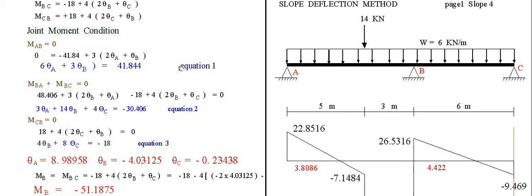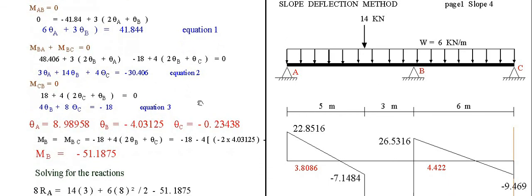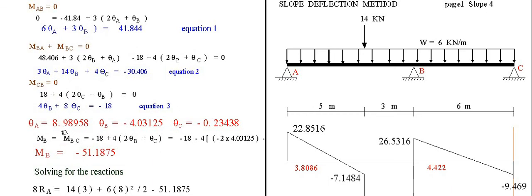Now, if we solve the 3 equations, we have theta A is positive 8.98958. Theta B is minus 0.3125. Then theta C is also minus 0.234. Theta C is smaller in magnitude compared to theta B. Almost theta B is twice. Okay. And this is relative. I will explain to you the significance of this.